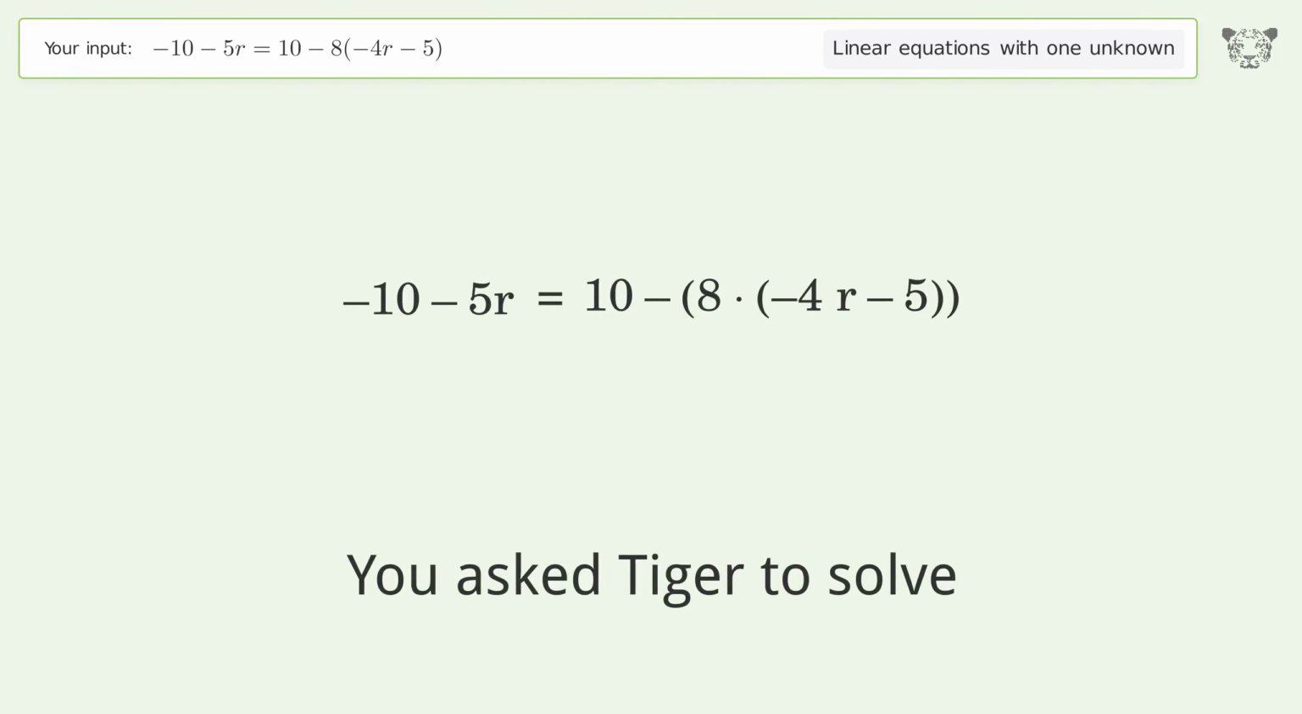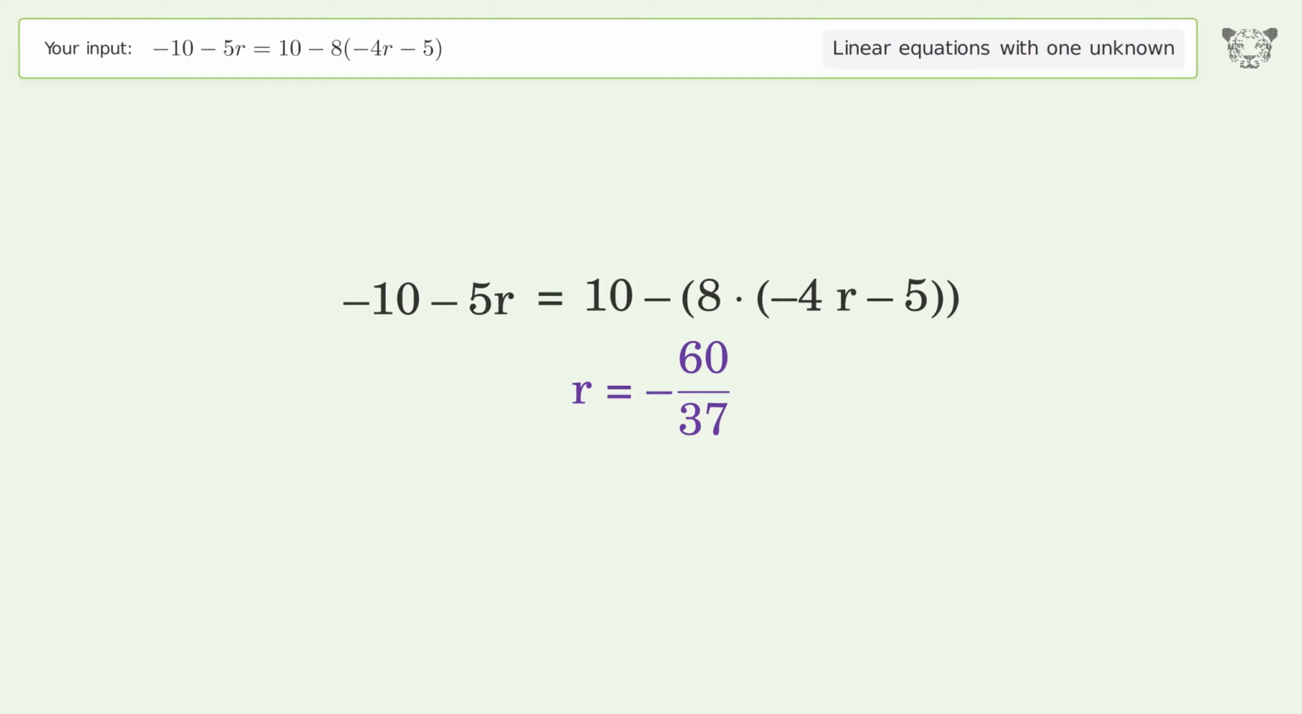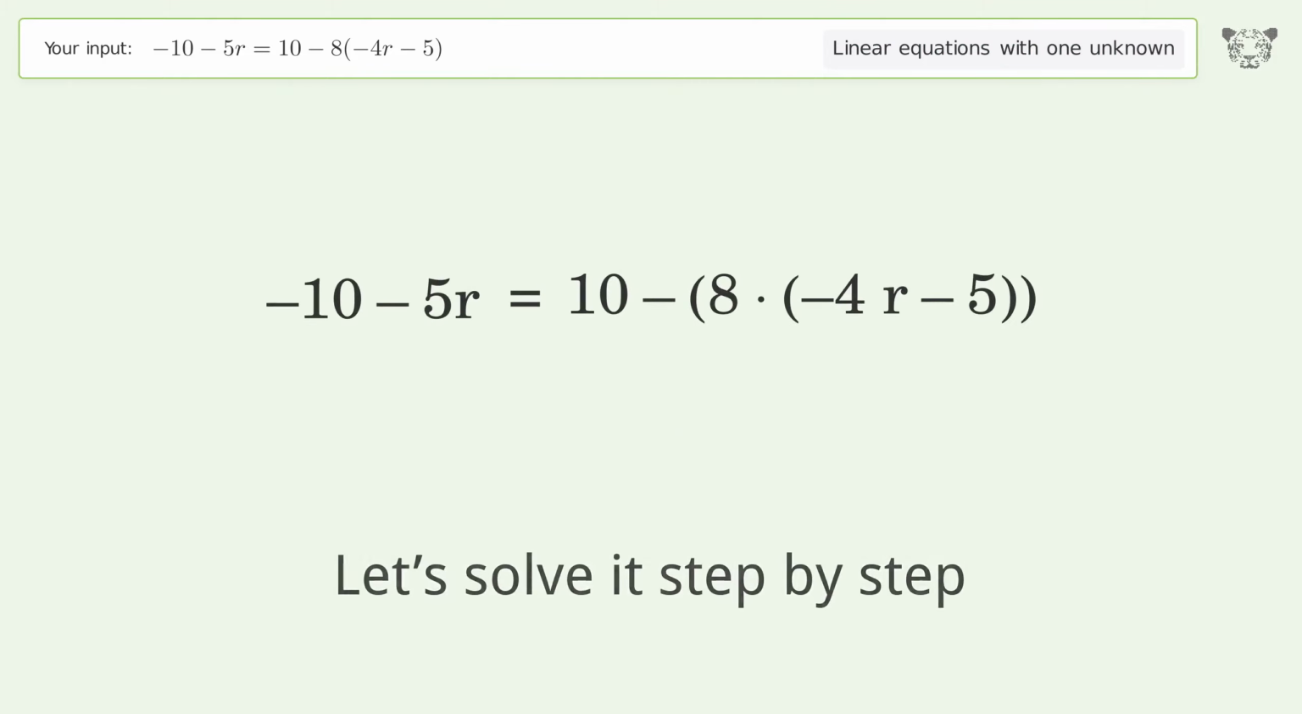You ask Tiger to solve this. This deals with linear equations with one unknown. The final result is r equals -60/37. Let's solve it step by step.